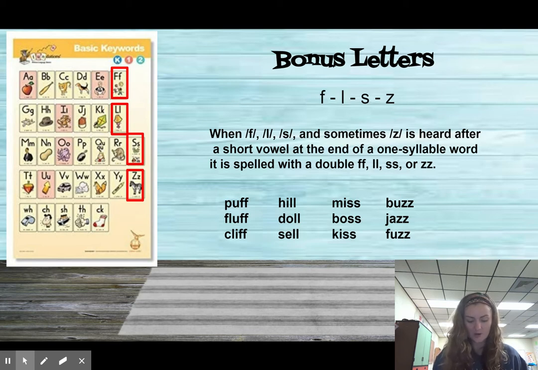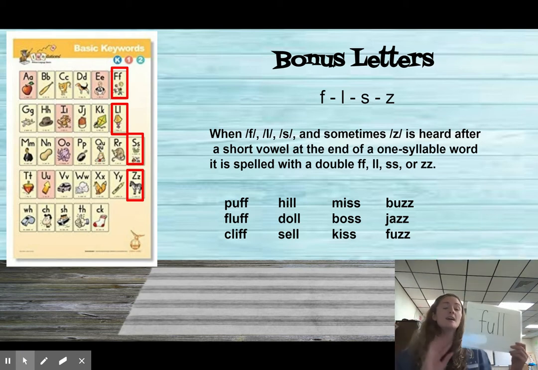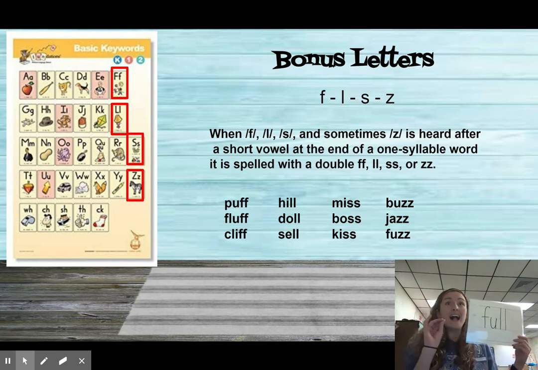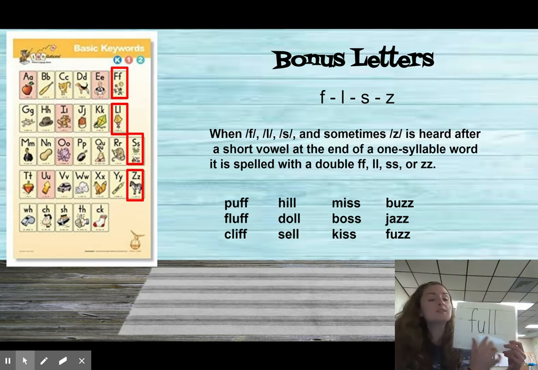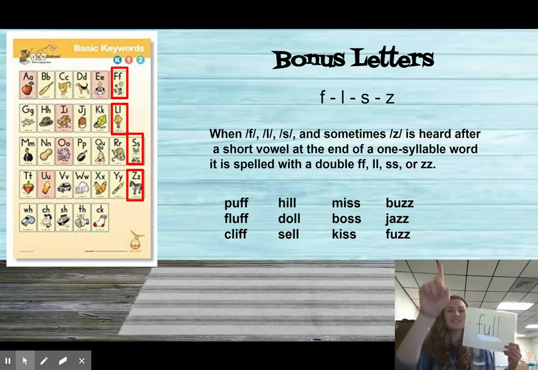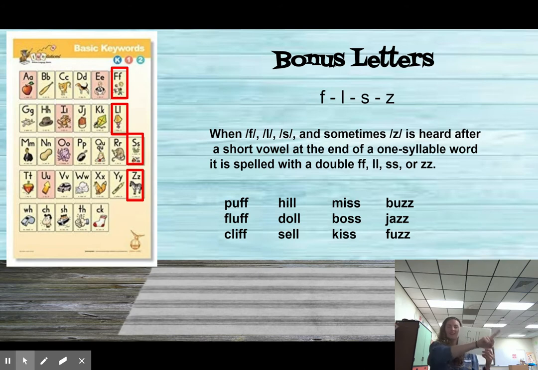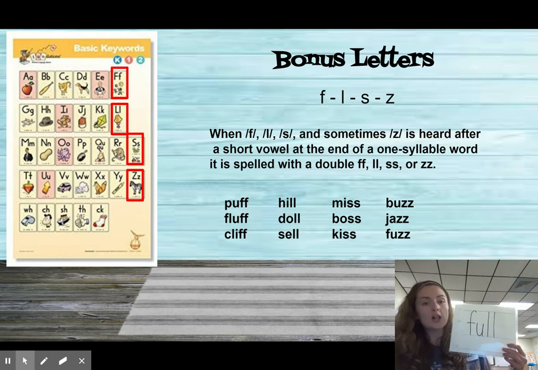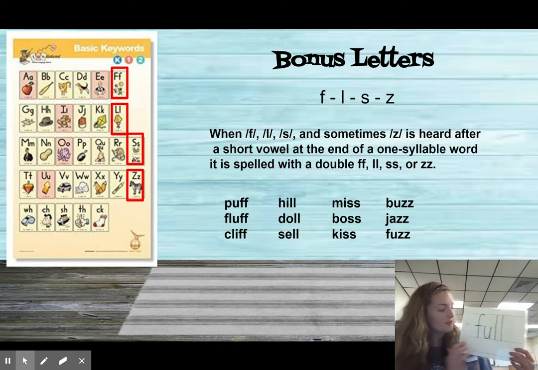Our next word also has a bonus letter. And this is a trick word because if I were to tap this out, it'd be full. That's hard to say. This is the word full. What's the word? Full. Let's skywrite it. Here we go. F-U-L-L. What's this word? Full. That means I have a lot of something. My cup is full of water.